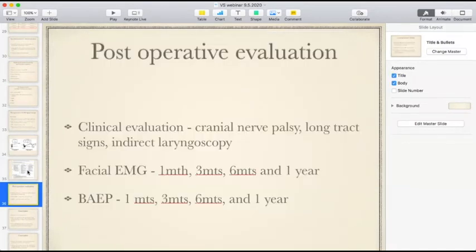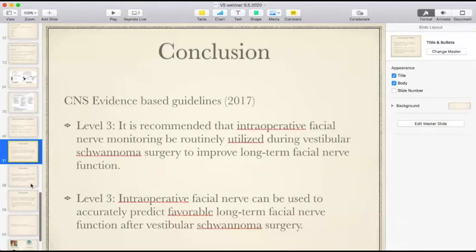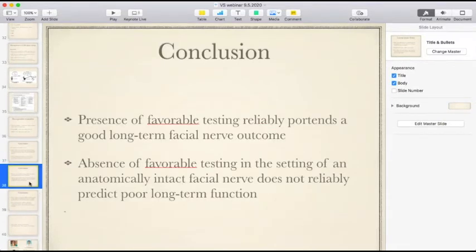In the post-operative evaluation, we just have to monitor clinically. Facial EMG and brainstem evoked potentials may be done periodically depending on the outcome. To conclude, these are the evidence-based guidelines from the Congress of Neurological Surgeons. Although the evidence is not robust, it is level 3 evidence that intraoperative facial nerve monitoring is recommended and can be used to accurately predict long-term facial nerve outcome.